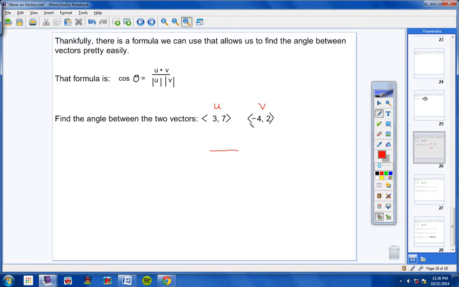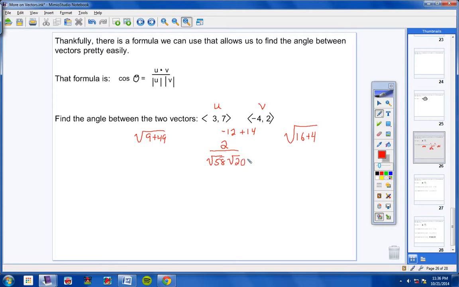We're going to take the dot product. So 3 times -4 is -12. 7 times 2 is 14. We're going to add them together and we'll get 2. So your numerator is 2, because the dot product of u and v is 2. Now, let's find the magnitude of u and the magnitude of v. Well, that's pretty easy to do. The magnitude of u would be square root of 9 plus 49, so the square root of 58. And then the magnitude of v would be 4 times 4 is 16, 2 times 2 is 4, so the square root of 20.